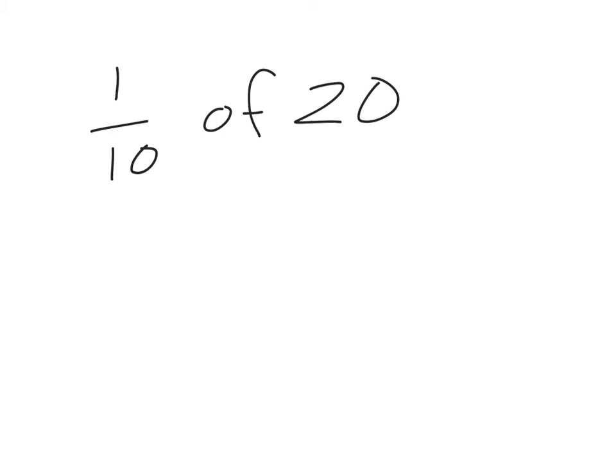Okay, let's have a look at this problem. Now we're finding 1/10 of 20. 1/10 of 20 is the same as saying what is 20 divided by 10, because the denominator in the fraction tells me what we're dividing by.